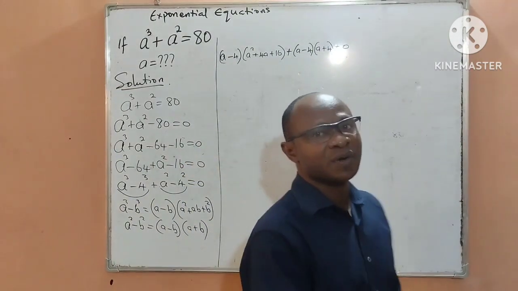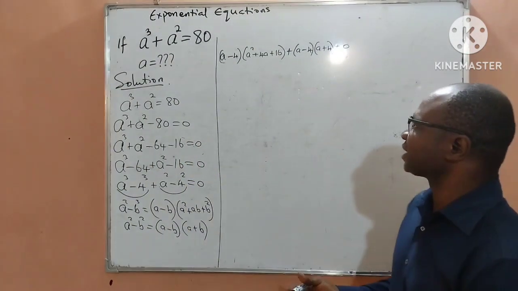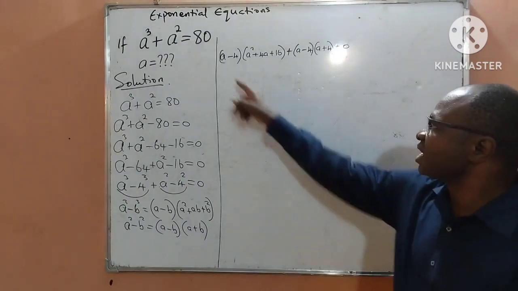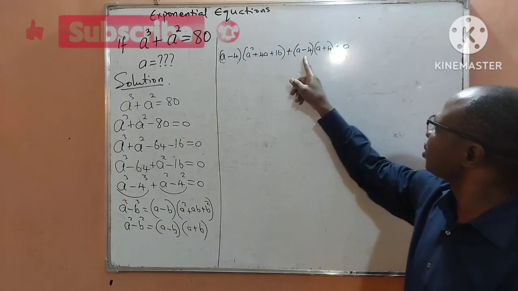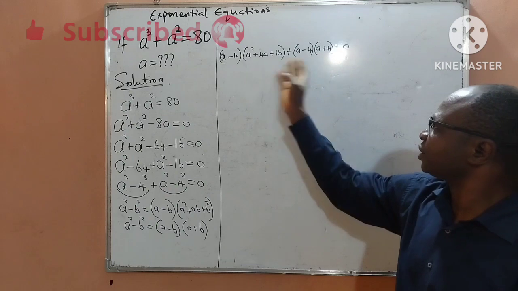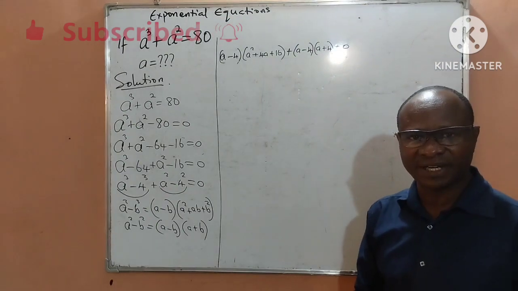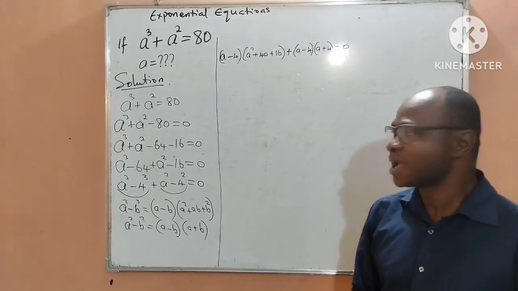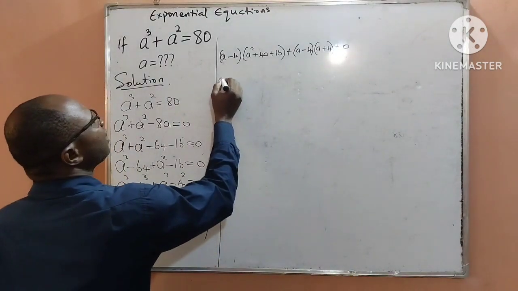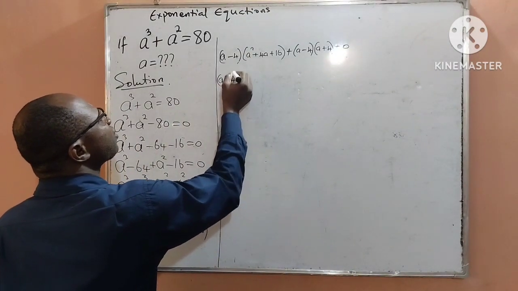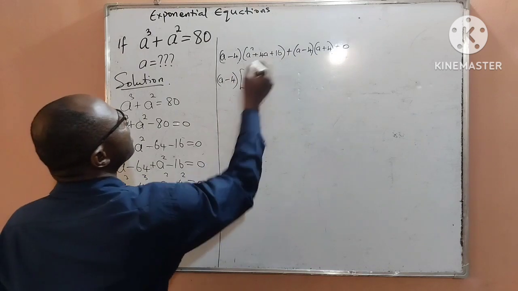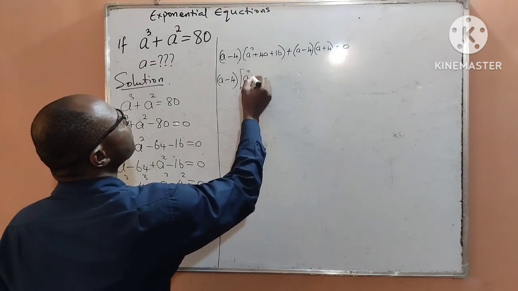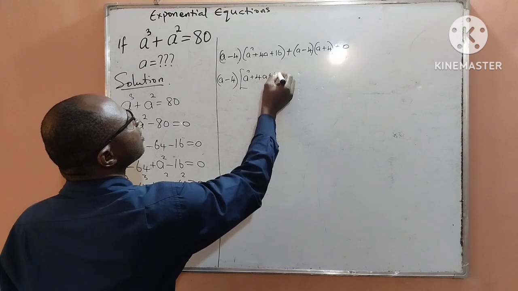And if you take a very good look at it, you will agree with me that something is common. And what is that? A minus 4 and also a minus 4 on the two parts of the expression on the left. Therefore, I am going to factor out a minus 4, such that I have left here a squared plus 4a plus 16.